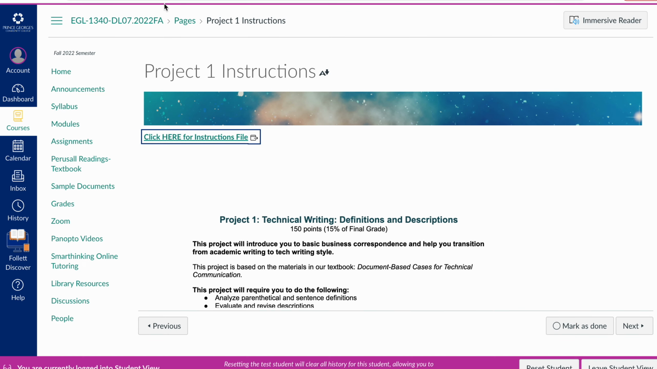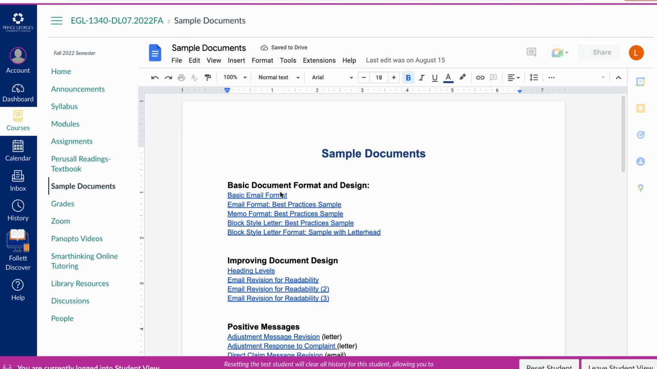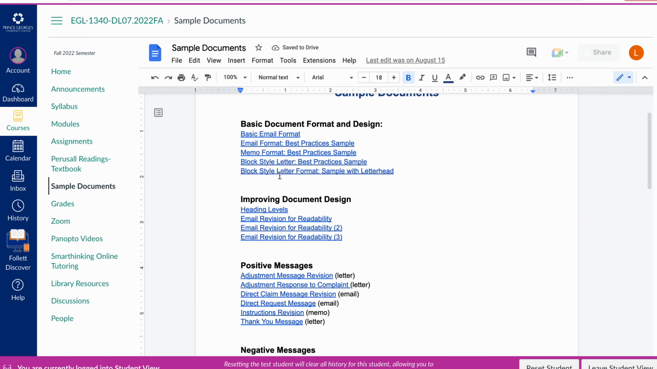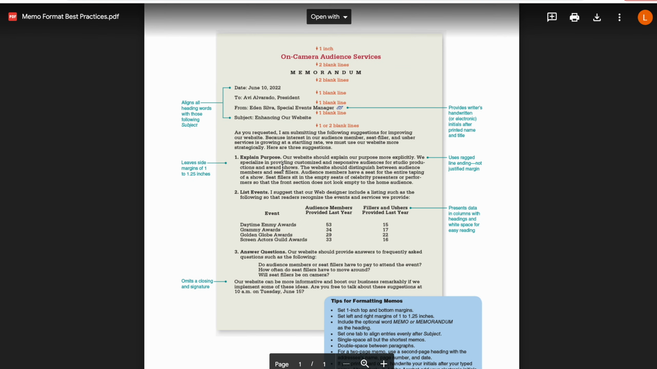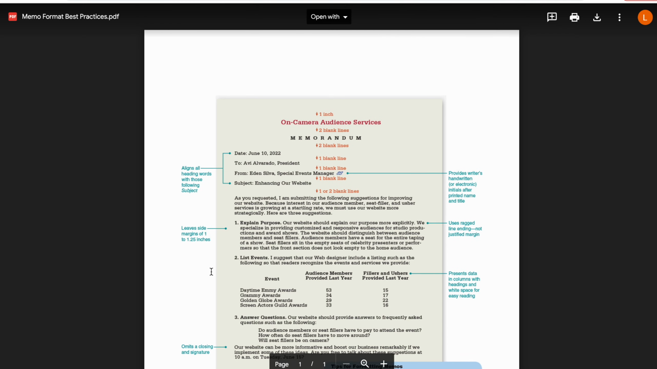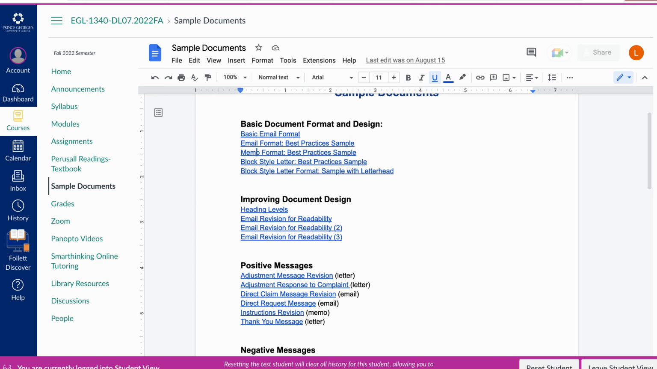When you come up to our course assignments, there is an entire section on sample documents here that you can go to. It gives you a memo format, best practices, shows you how to lay out a memo. It talks about the heading. It talks about using heading levels and different formatting to make it more readable. So make sure that you're using that. There's even more information in your textbook about memos.